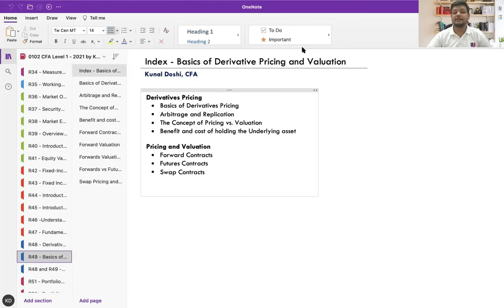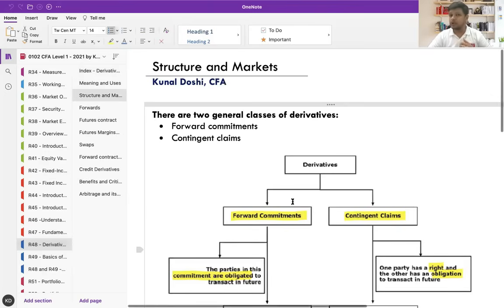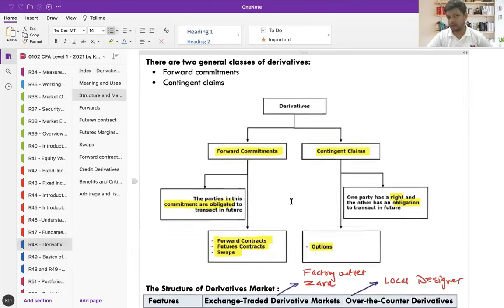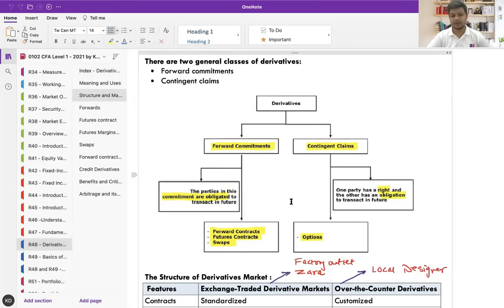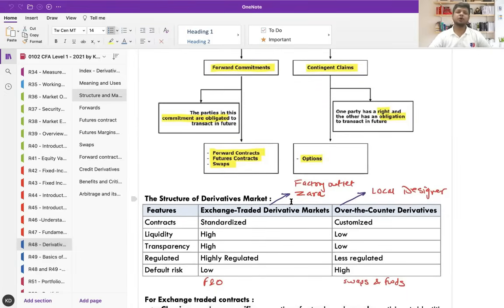We have covered the previous topic where we did the basics about what the derivatives market is and what the different types of instruments are. We discussed different types of derivatives markets and contracts like forwards and contingent claims, correct? Within those forwards, you had futures, forwards, and swaps. And the contingent claim was options. Am I correct? We discussed what an exchange traded market is and what an OTC market is overall.